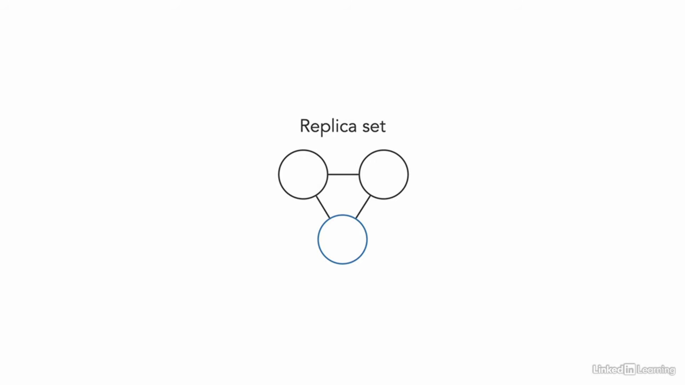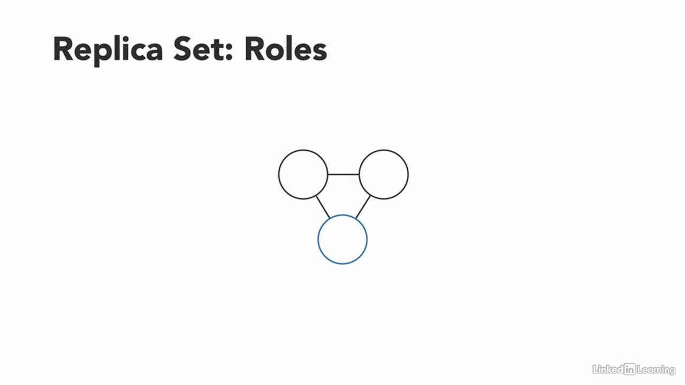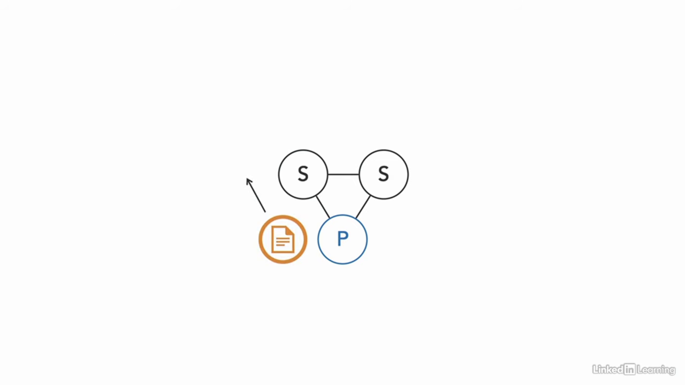When multiple mongod instances work together and maintain the same dataset, they are called a replica set. Let's say you configured your MongoDB deployment to be a 3-member replica set with 3 normal replica set members. In a replica set, the mongod processes take on different roles. One replica set member in each replica set is elected to be the primary. The primary receives all write operations. The rest of the replica set members are secondaries.